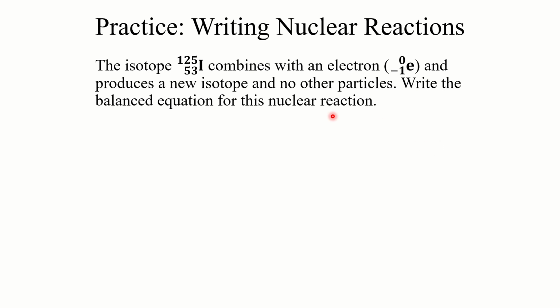All right, let's have you try one more practice problem. The isotope 125/53 I, or iodine-125, combines with an electron and produces a new isotope and no other particles. Write the balanced equation for this nuclear reaction. All right, and the correct answer here is shown below. So 125/53 I plus 0/-1 e, just sum these values. The mass is still 125. Note the charge actually would decrease down to 52, meaning then our new product is tellurium, Te.